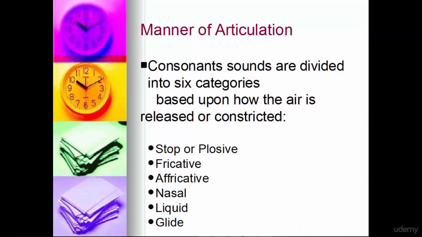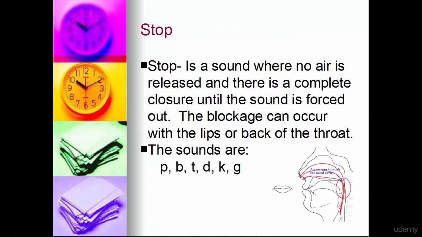And consonants are divided into categories based on how the air is released or constricted: stops, plosives, fricatives, affricatives, nasals, liquids, and glides, and we'll discuss these in this lecture. A stop is when there's no air and it's completely stopped, then it's forced out to make the sound. So these are p, b, t, d, and g. As you notice, there's actually a full stop of air, then the air is pushed out, and depending on how your lips and tongue positions are, you'll be able to make a different sound.